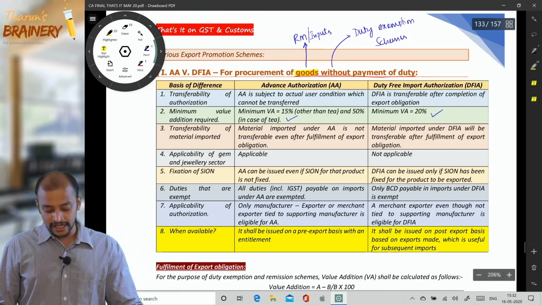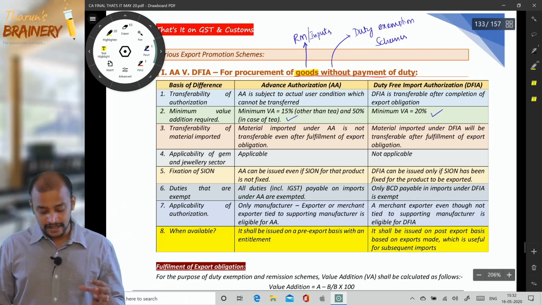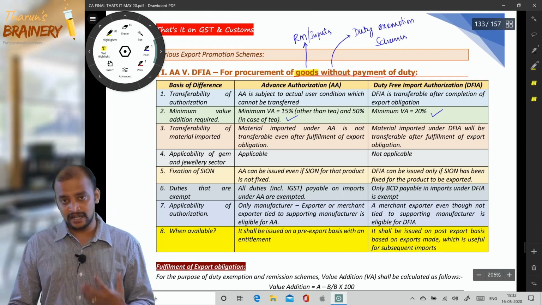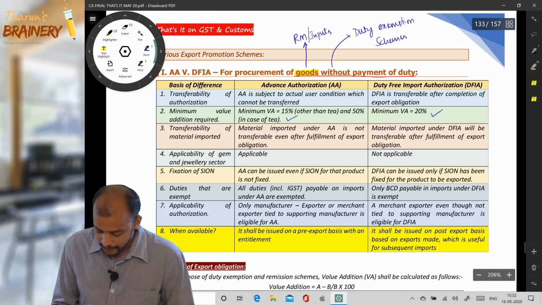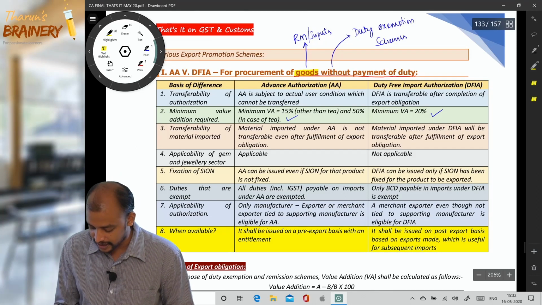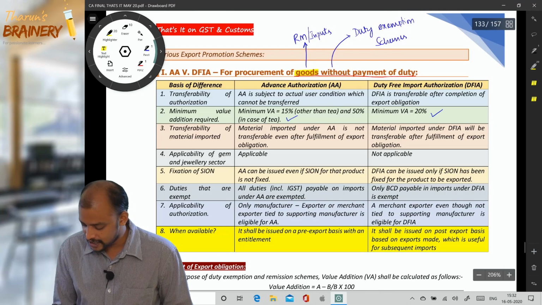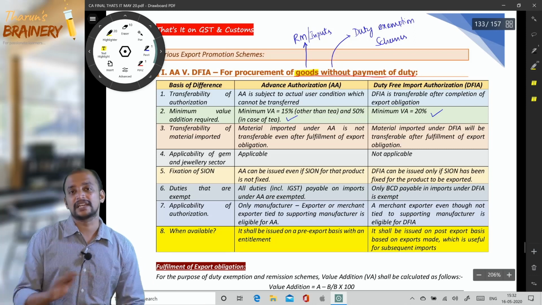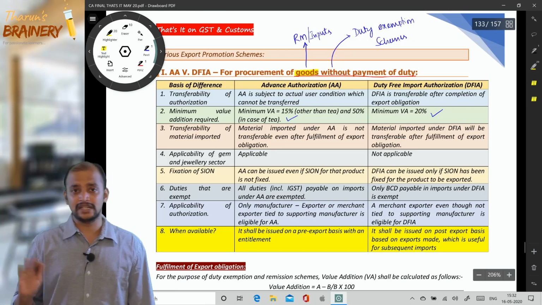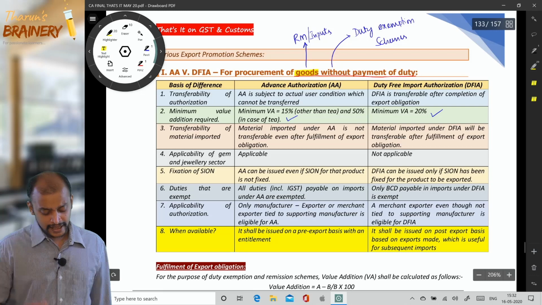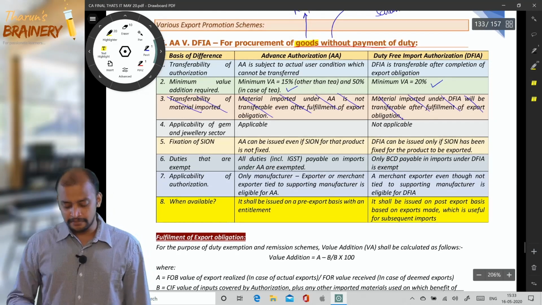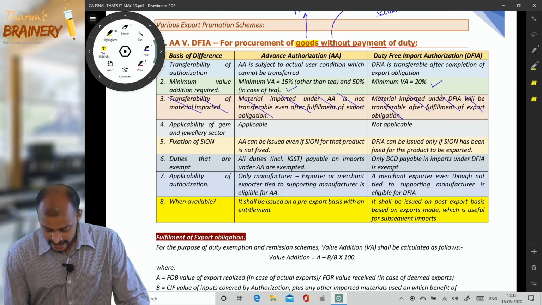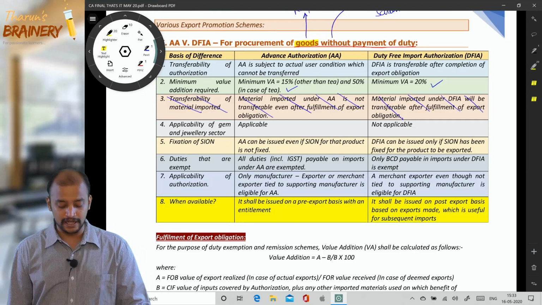Now, transferability of the material imported. See, this point actually is not there in the study material. Therefore, my advice could be you don't have to read this point number 3. I just gave this point number 3, but no need to read it. So leave it. You just write it off. This is not there in the study material. And applicability to the gem and jewelry sector. Whether AA is applicable for the gem and jewelry sector? Yes. Whereas DFIA is not applicable.